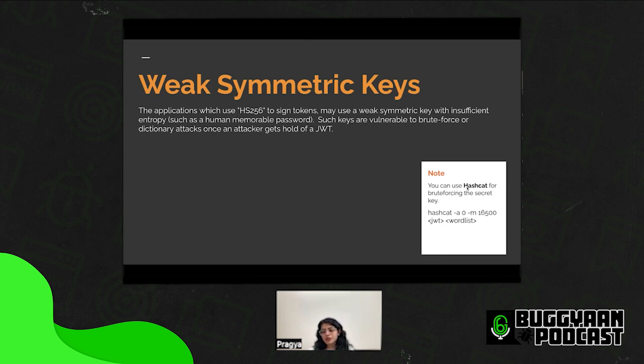You can use hashcat for brute forcing the secret key. This is the command. You just need to have a valid JWT. So if you are browsing any application or working on an application, you'll get the JWT from there, and you need a word list. A word list you can easily Google. If you go on Google or GitHub, you'll find a lot of word lists. So you can use this word list as well.